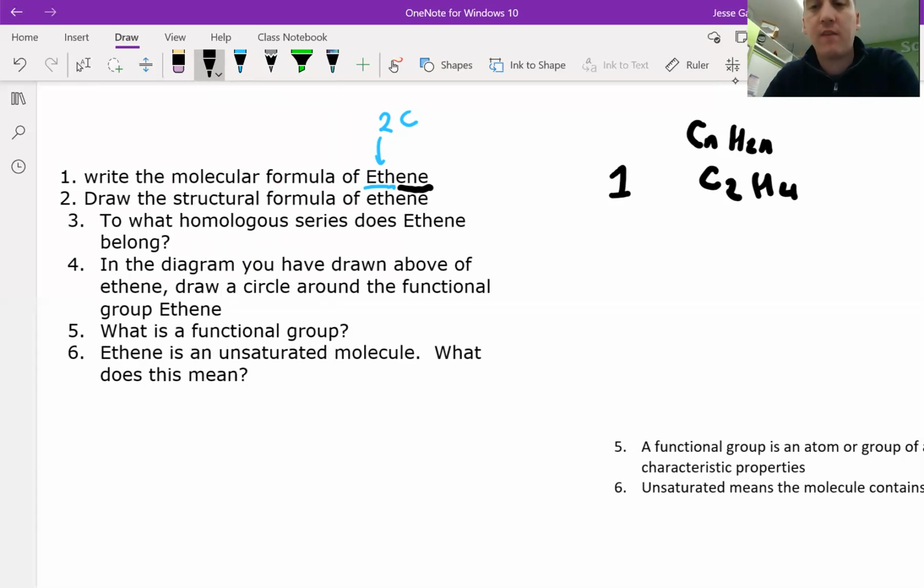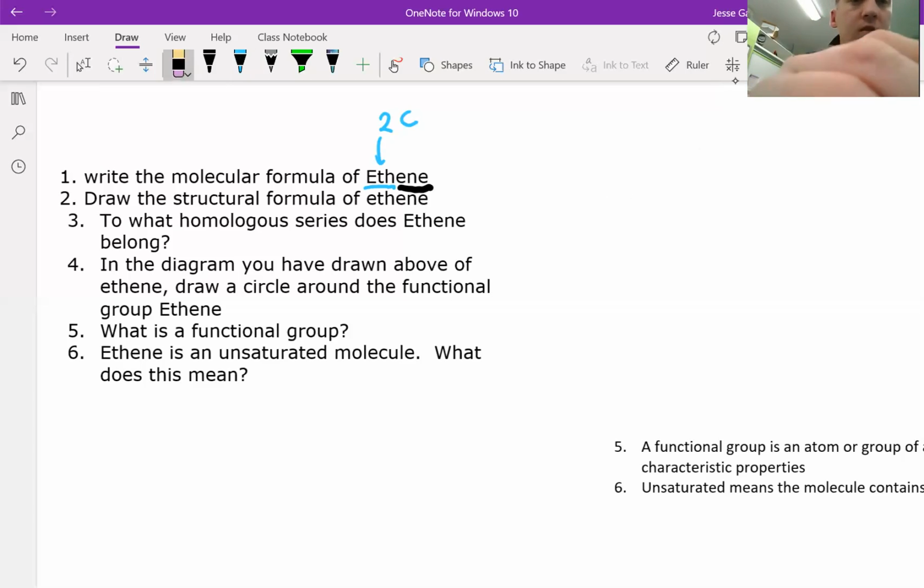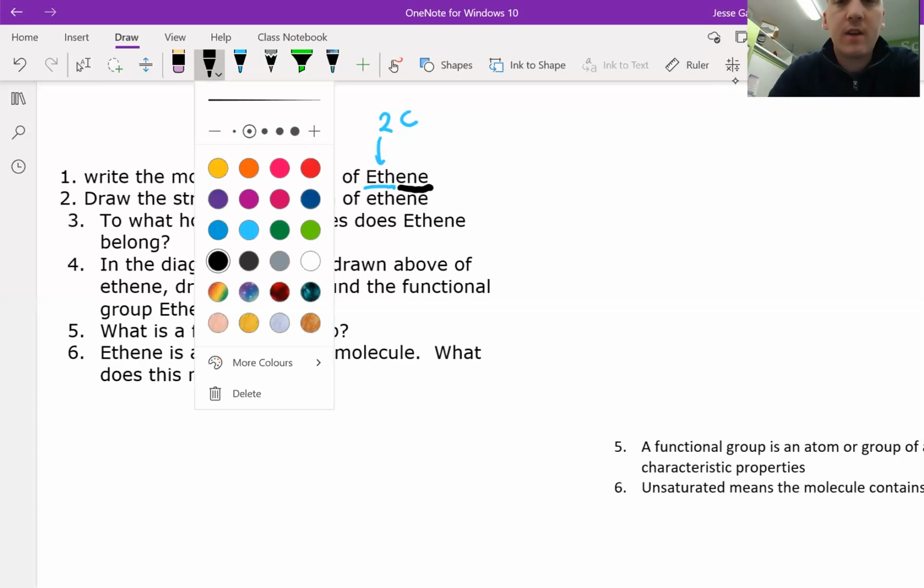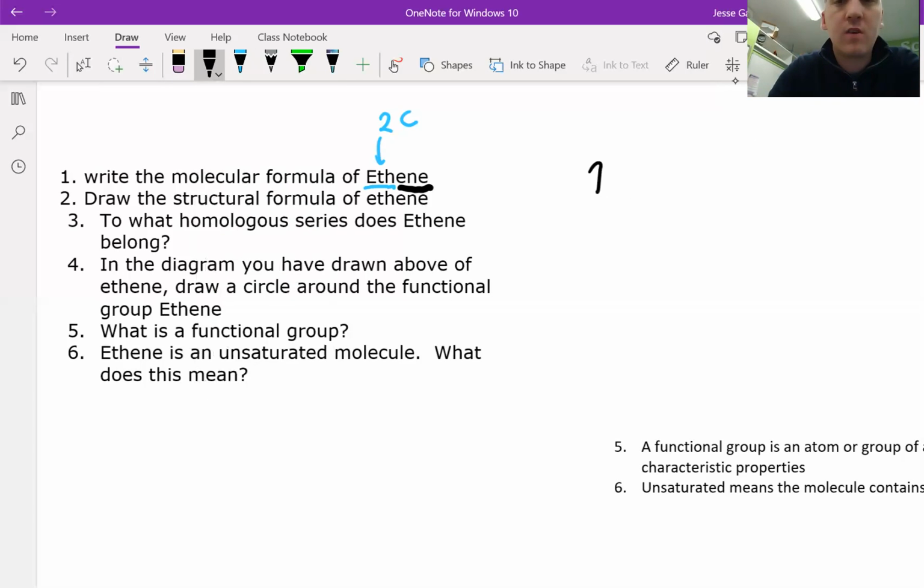Well done if you got that right. If not, fix it now. I'm just going to change the size of my pen here, guys, because it's just a little bit too big. So I'm actually just going to write this out again, sorry. So the correct answer here for question 1 is C2H4, the formula.